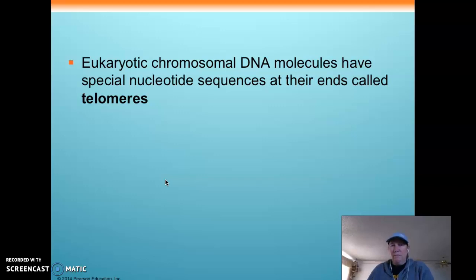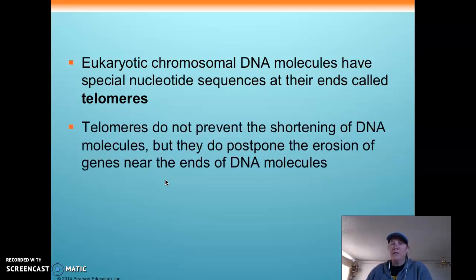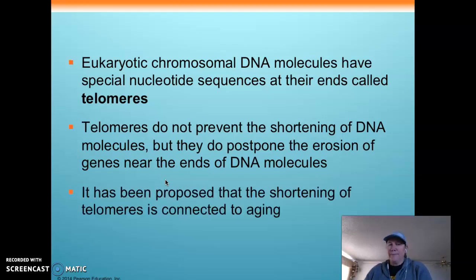Eukaryotic chromosome DNA, true cells, have special nucleotide sequences on the end. They're called telomeres. It's like you need to stop here, because we had to start, we need to stop. Telomeres do not prevent the shortening of DNA molecules, but what they do is postpone it, so ends don't break off. Telomeres are the end. This is where you quit, and they're tougher, so they make sure that the ends of the DNA molecules don't erode off. They say now that as you get older, the telomeres wear out, and then you get parts of your DNA breaking off, and then they don't work anymore, and they think that might be part of aging.